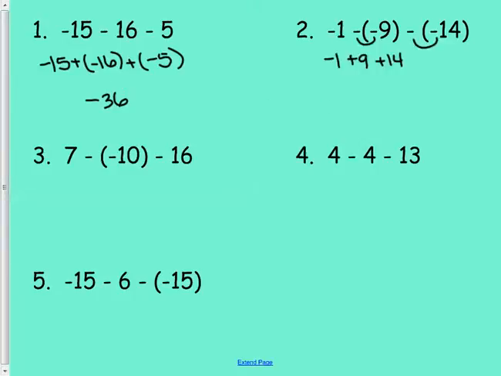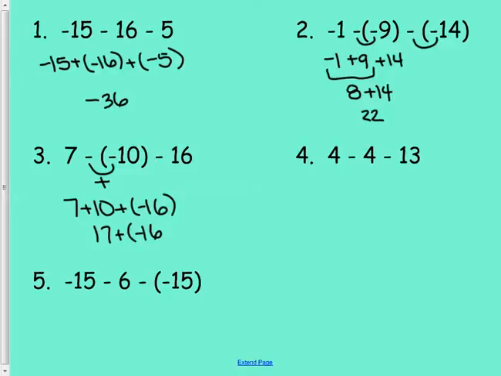Over here, we have two not-nots. So you can either add the positives together and then work with the negative, or you can start right here. I'm going to start right here. Negative 1 plus 9 is a positive 8 because they have different signs, so I subtract, add 14, and I get 22. You should be checking your work with a red pen. Okay, on this one, you would add the 10, so 7 plus 10, and then add the negative 16. So 17 plus negative 16 gives us a positive 1.